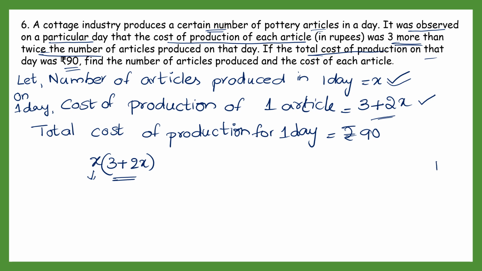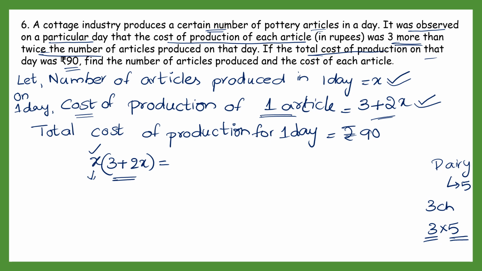Suppose one Dairy Milk chocolate is 5 rupees, what is the cost of 3 Dairy Milk chocolates? That means 3 into 5, that is, count of articles into cost of one article. Here also the number of articles they will produce in one day is x. So count into the cost of one article. We know the cost of one article is 3 plus 2x. So x into 3 plus 2x, then you will get the total cost of articles produced in one day.